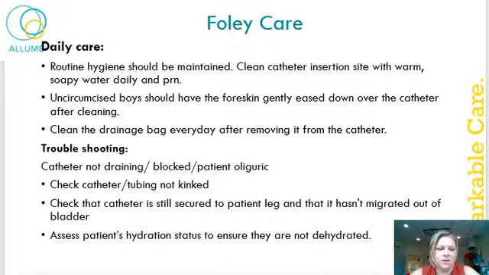Troubleshooting: if the catheter is not draining, is blocked, or the patient is oliguric, check that the tubing is not kinked. Check that the catheter is still secured to the patient's leg and hasn't migrated out of the bladder. And you want to assess the patient's hydration status to ensure they're not dehydrated.